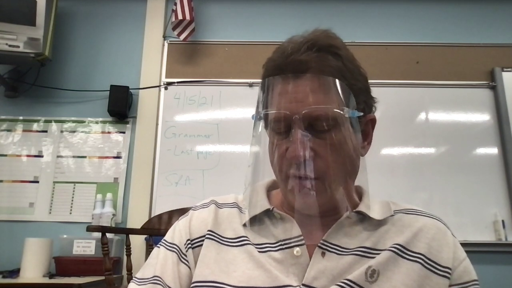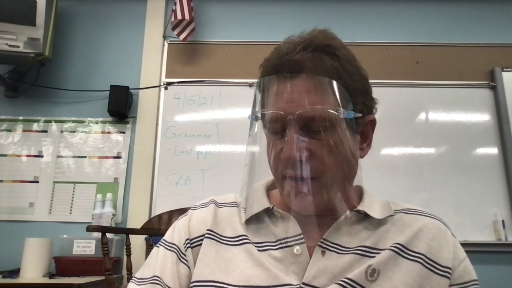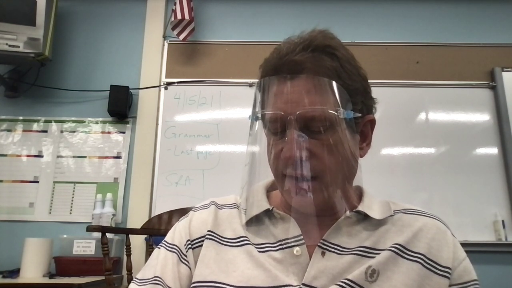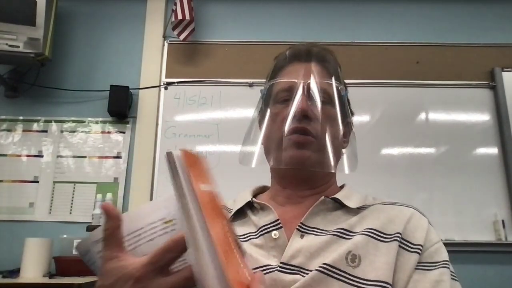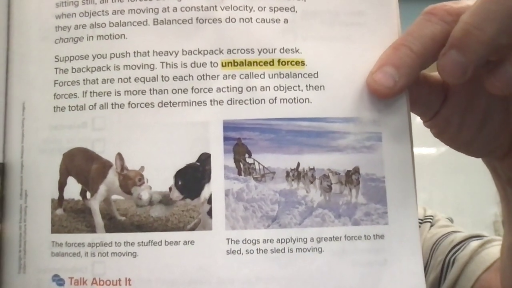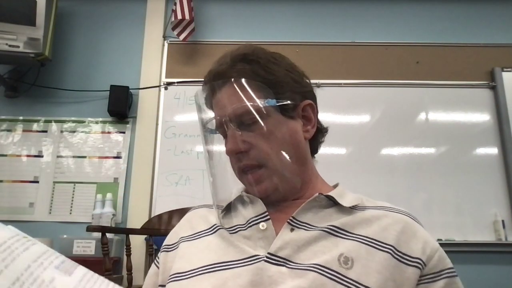The forces applied to the stuffed bear are balanced. It is not moving. In the next picture, we have dogs pulling a sled. The dogs are applying a greater force to the sled, so the sled is moving. And here are the pictures. So we are going to continue our discussion, what forces cause a change in motion, and we may go on to the next page that talks about forces acting on an object.